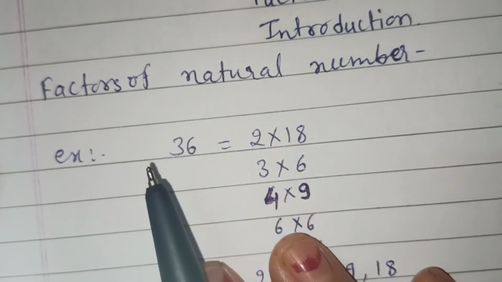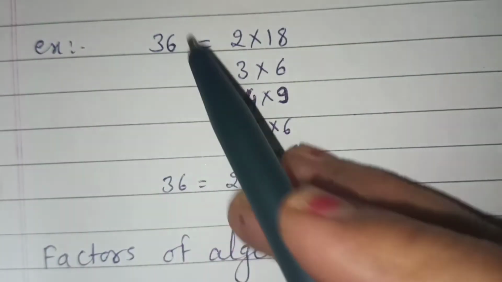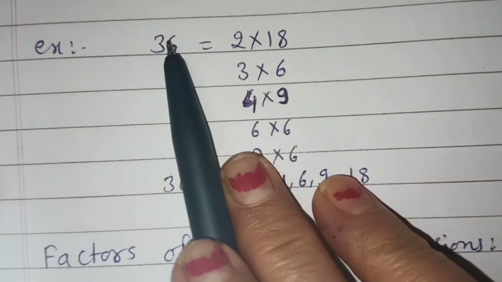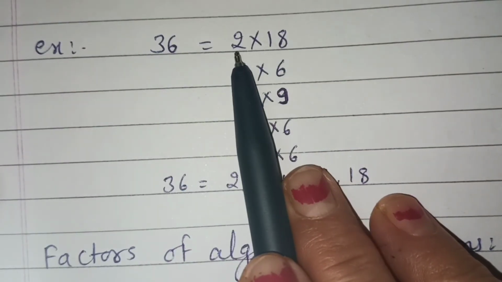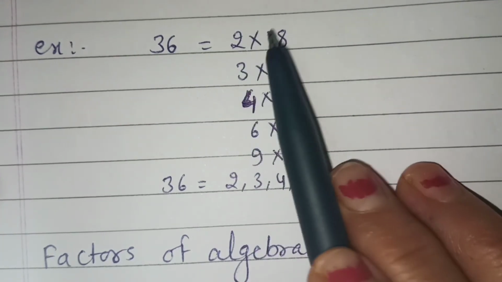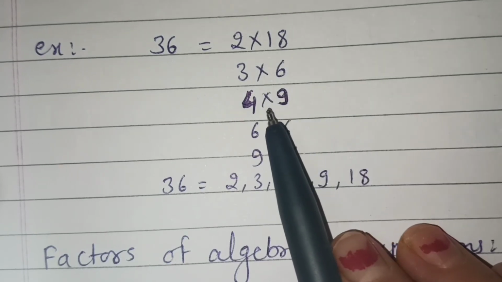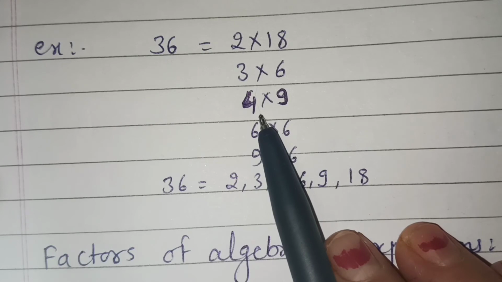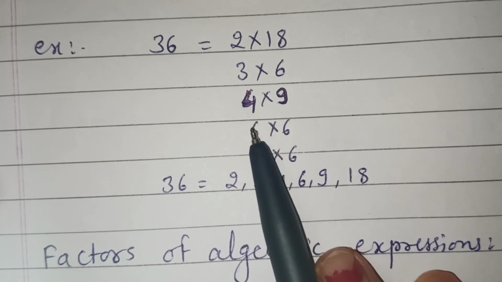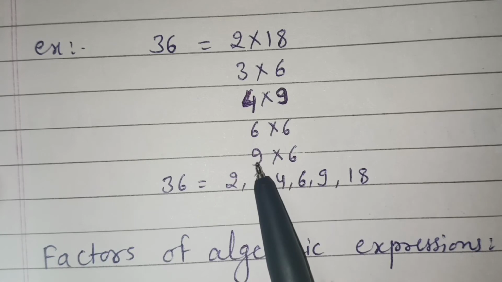So see, factors of a natural number. Here you know what we mean by factors. Suppose one natural number, 36, is given. How do we factorize it? See, for 36 we start with the table of 2 and move on: 2 into 18, then 3 into 6, and 4 into 9. In the table of 5, 36 does not come, so we take 6 into 6, then next 8. In the table of 8, 36 is not there, so we take 9 into 4.